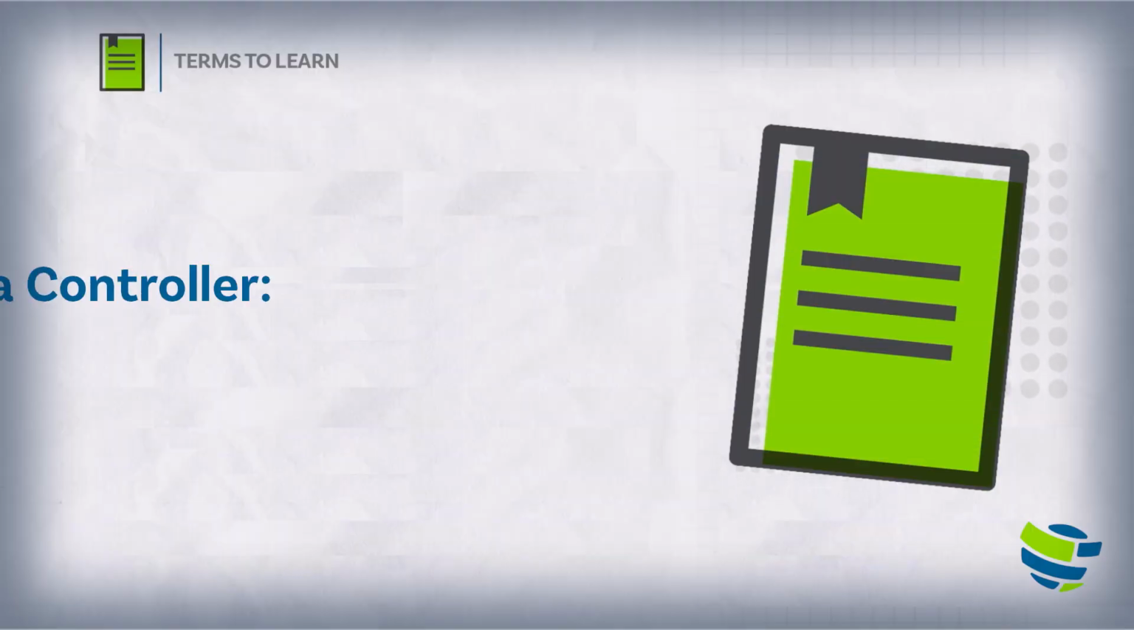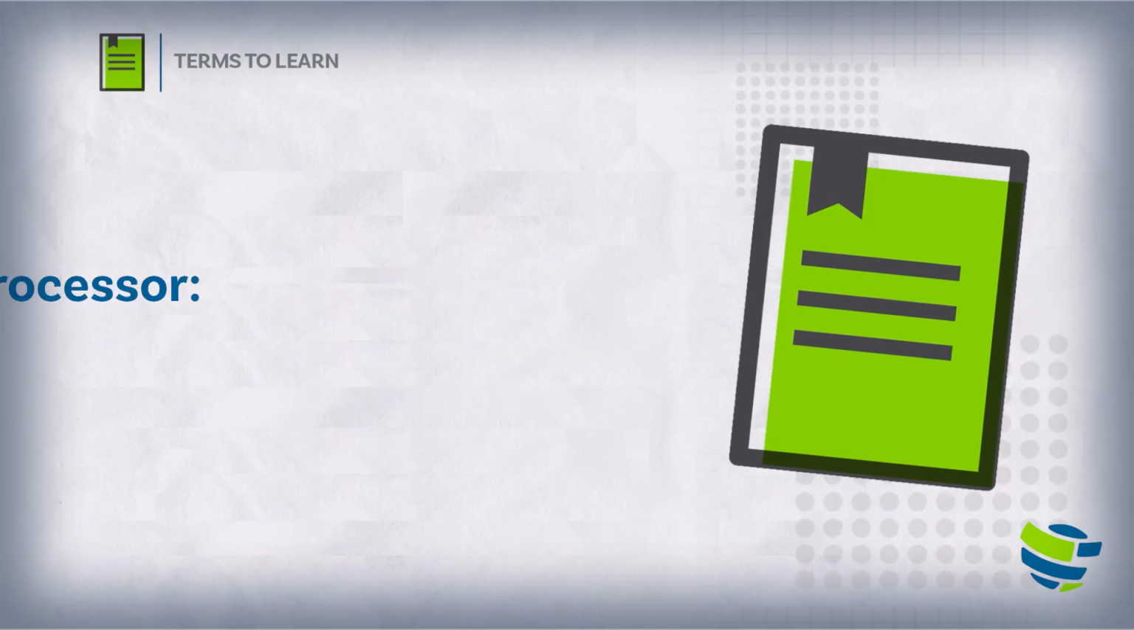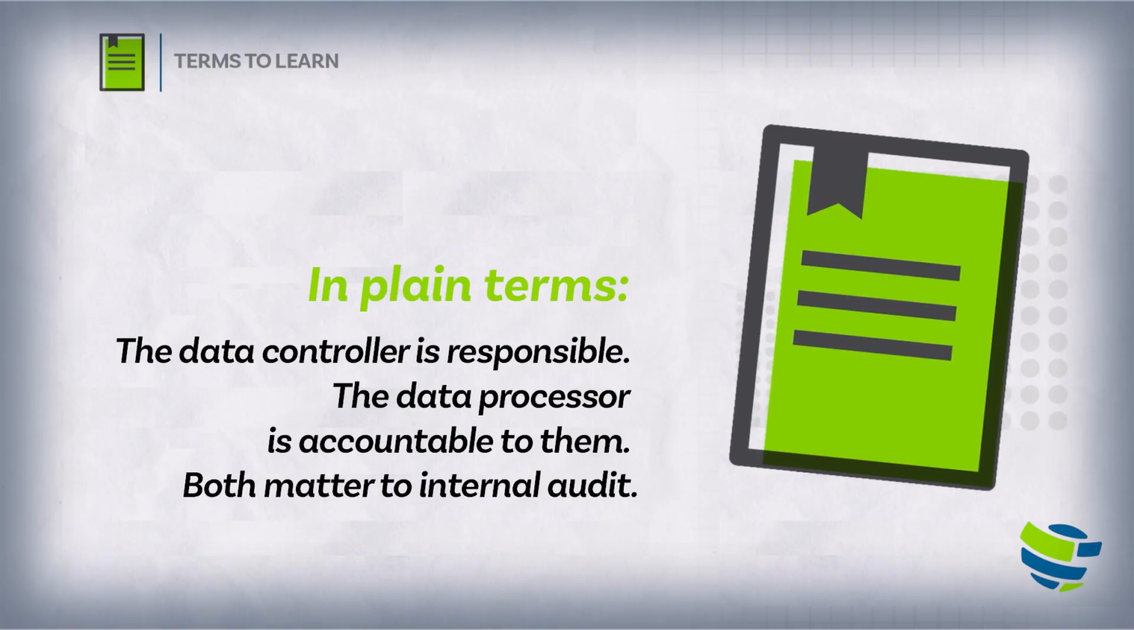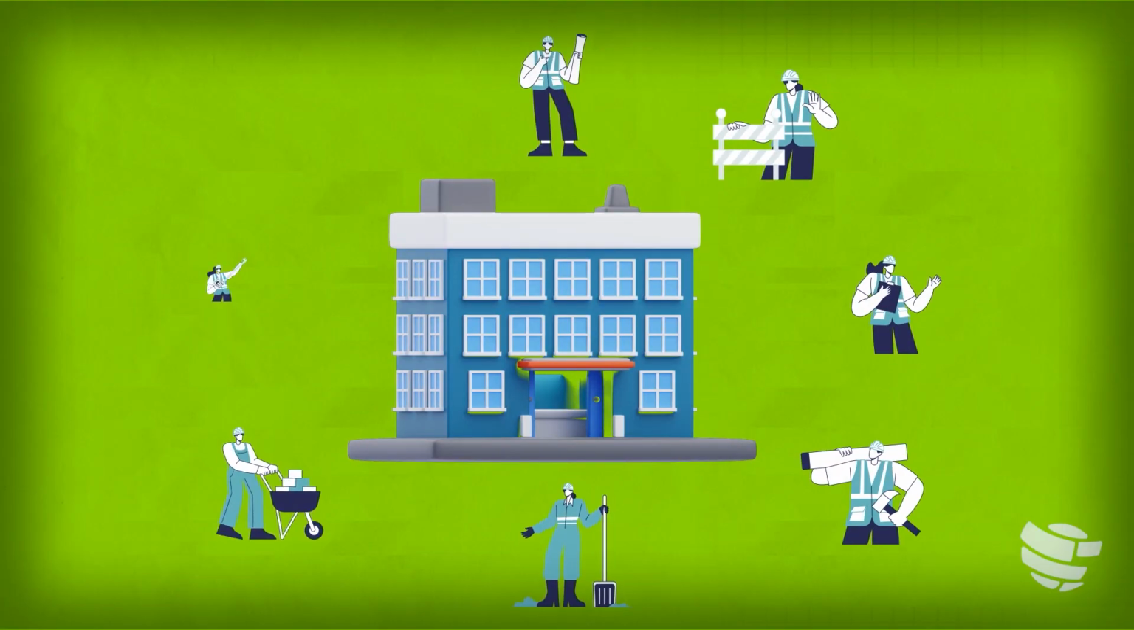You'll also encounter 2 more terms in privacy work, especially when reviewing third-party relationships. The first term to learn, data controller, is the organization that determines why and how personal data is processed. And the second term to learn, data processor, is a third party that handles data on behalf of the controller. In plain terms, the data controller is responsible and the data processor is accountable to them. Both matter to internal audit. Even if a vendor is handling the data, your organization remains responsible for what happens to it. That's an important principle to keep in mind when you're reviewing vendor contracts or third-party risk. If you haven't seen our episode on third-party risk yet, that one connects directly to this topic.